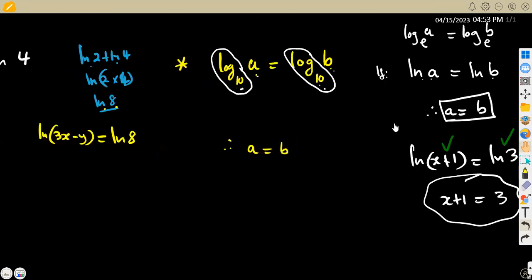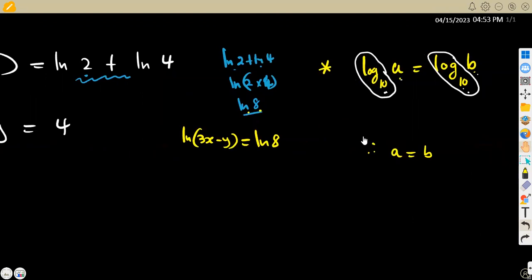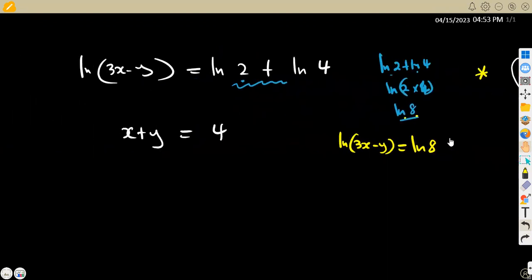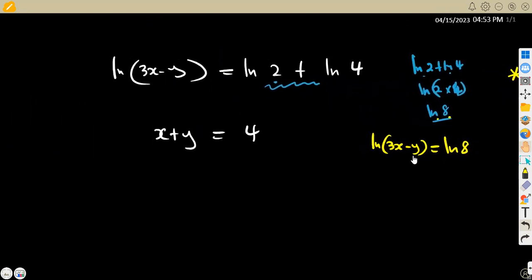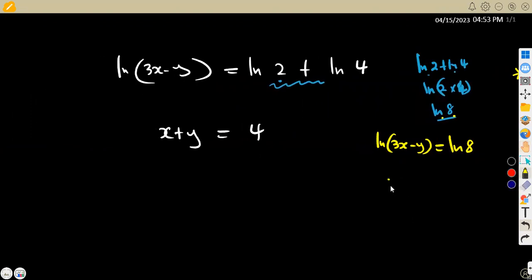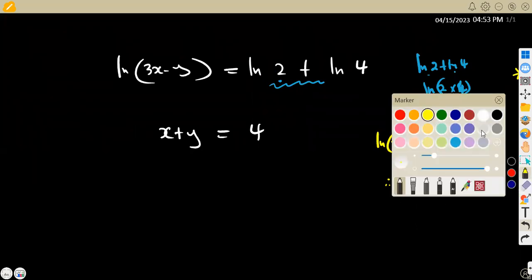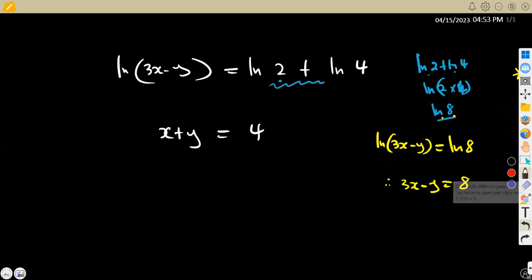So here we are going to equate, since this ln here is equal to the ln of 8. Therefore, 3x minus y is equal to 8. That is what it means. So we have an equation here that we have formulated. That means we can now solve these two linear equations that we are used to.